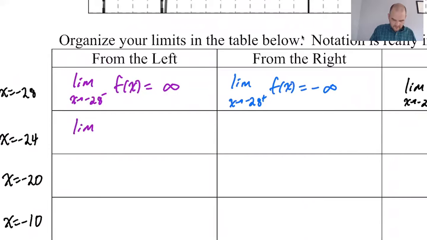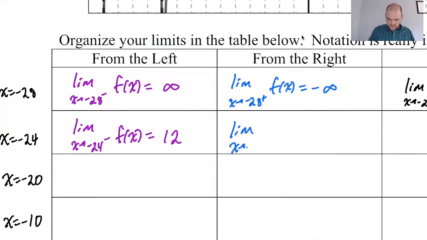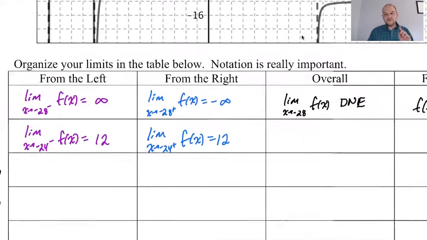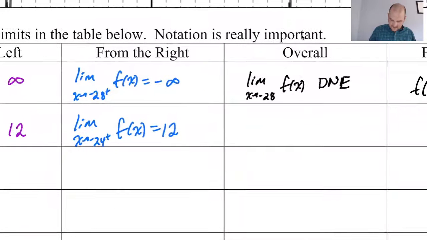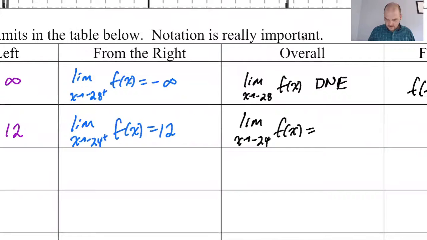We got the limit as x approaches negative 24 from the left of f of x is, I think I said 12. And then the limit as x approaches negative 24 from the right of f of x is also 12. That's a big deal because the limit from the left equals the limit from the right. So the limit exists and is equal. So no plus or minus this time, the limit of f of x is 12. If we can also say f of negative 24 is equal to 12, then the function's continuous there.